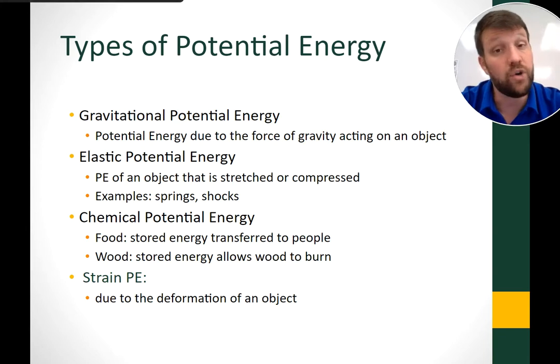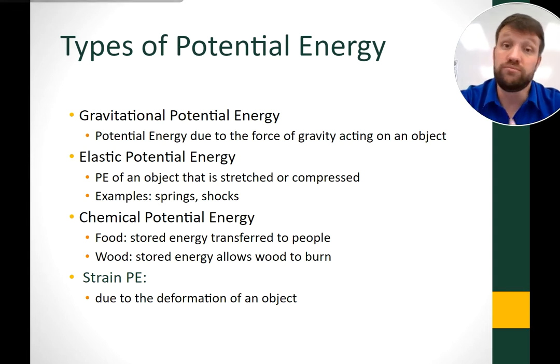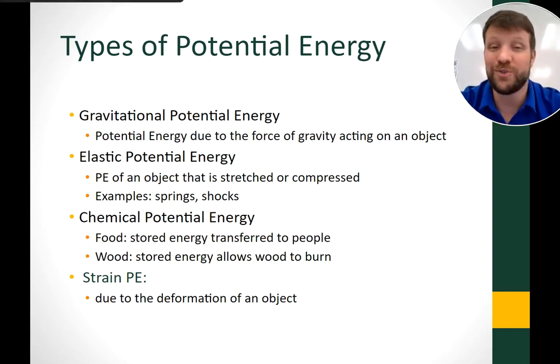Lots of things have chemical potential energy, but a couple quick examples here for us are food. There's stored energy transferred to people, right? They digest, break apart the ATP. That energy goes into a person and allows them to talk, to watch notes, to think as they need to. So that's one type of chemical potential energy.